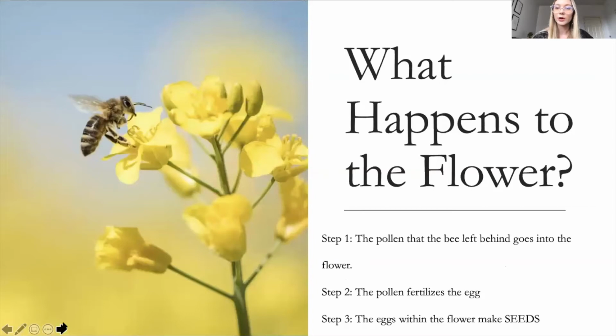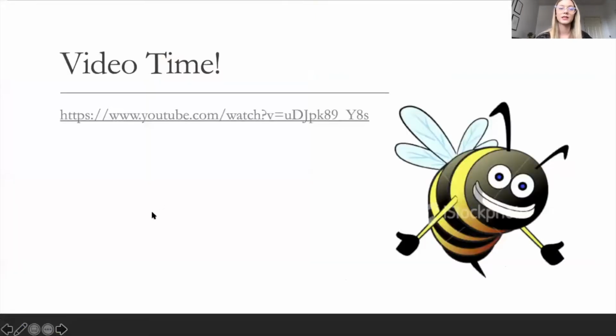So now we're going to talk about what happens to the flower. When the pollen that the bee left behind goes into the flower, the pollen fertilizes the egg. Once the pollen fertilizes the eggs, the flower makes seeds. Now, just to help you visualize what that process is, we are going to watch a YouTube video.